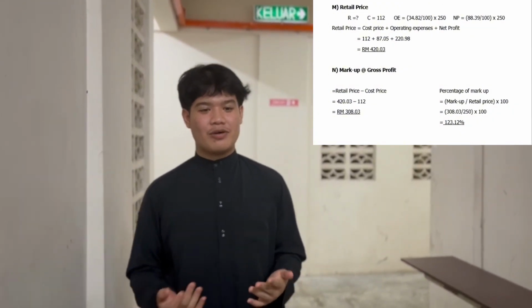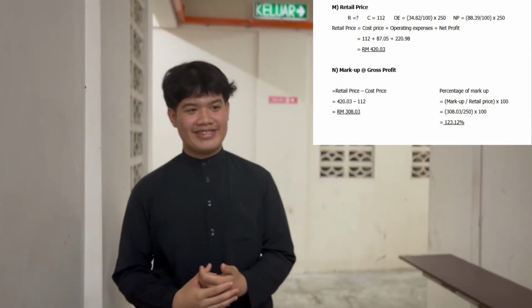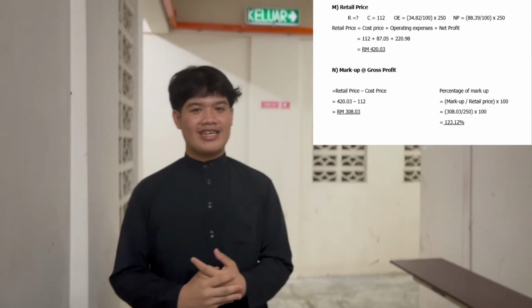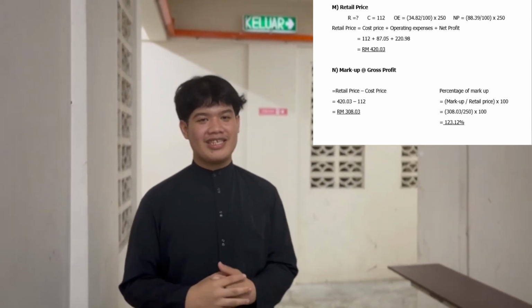So now about our retail price. So the formula is retail price equal to cost price plus operating expenses plus net profit. So 112 plus 87.05 ringgit plus 220.98 ringgit. So the equal we get 420.03 ringgit.